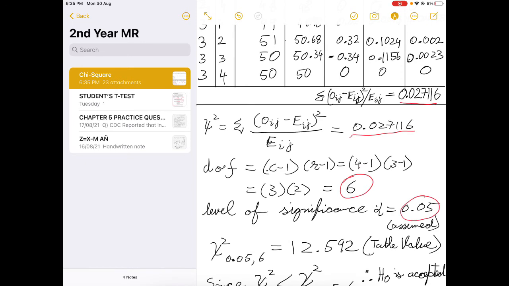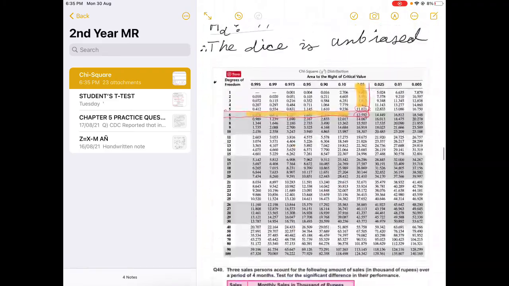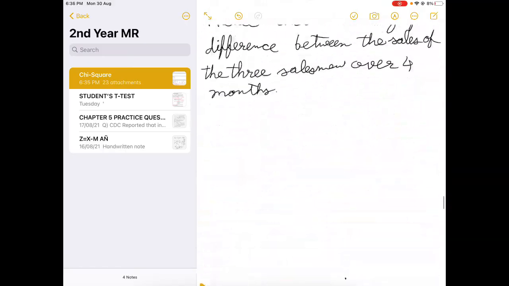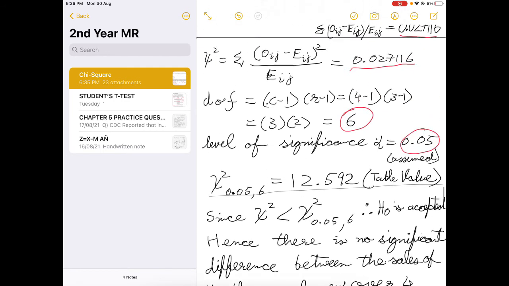So for the 0.05 level of significance, we have to find the value for 6 degrees of freedom. We go to the chi-square table and we locate, okay, for 6 degrees of freedom, my 0.05 significance value is 12.592. So given this 12.592 chi-square value, now we can easily compare the table value with the statistic which we have calculated. So the statistic value is 0.027116. The tabulated value is 12.592.